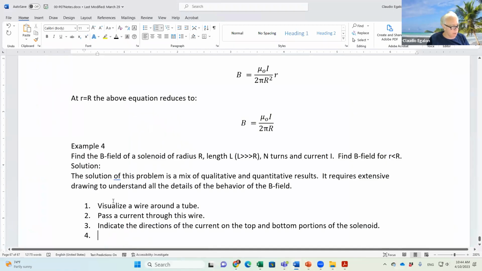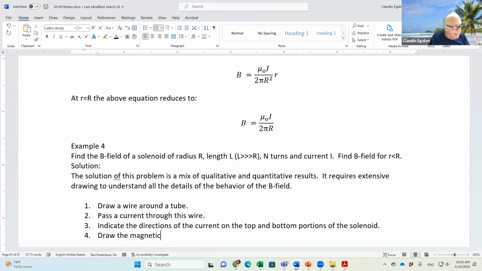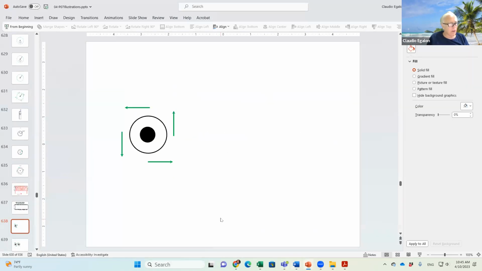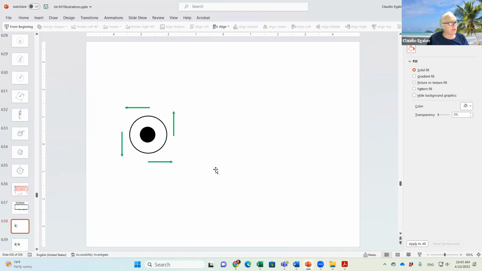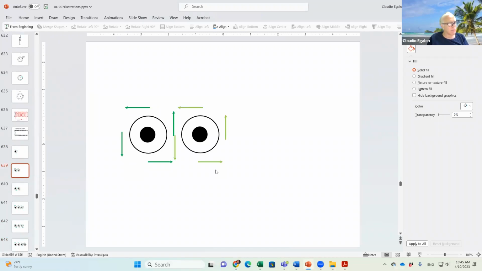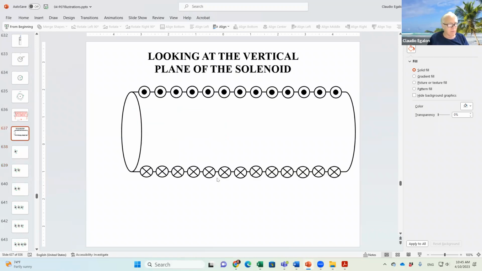Draw a wire. Draw the magnetic field around a single wire. That's what I did there. I took a single one of those wires and drew the magnetic field around it. And then you fill in the second one, and now we have the magnetic field around those two.